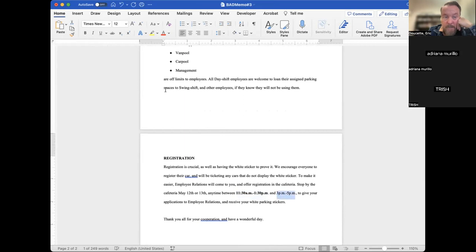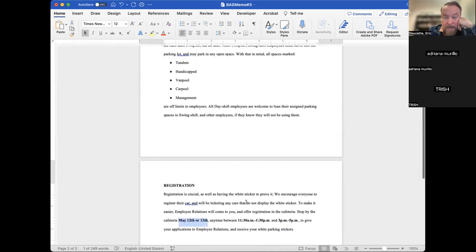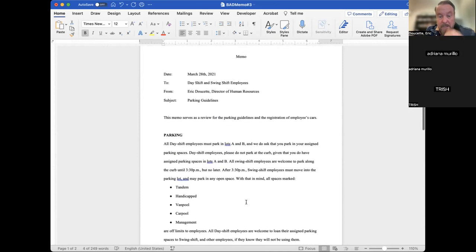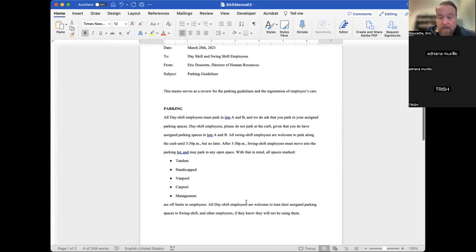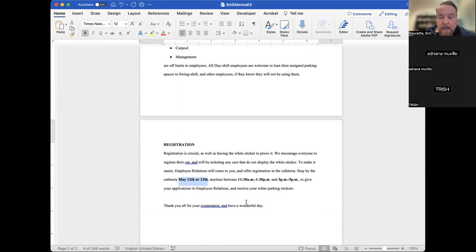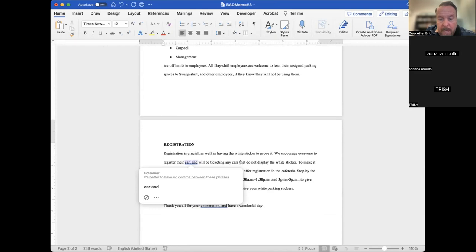My eye's going to catch that 11:30 p.m. thing there, May 12th through 13th. So those kinds of things make it stand out. And if there's something that's extremely critical, like for instance, this particular assignment says that you'll get a ticket right here. If you look right here in this paragraph, we encourage everyone to register their car and will be ticketed any cars that do not display a white sticker. Well, don't you think that should be really made to stand out?